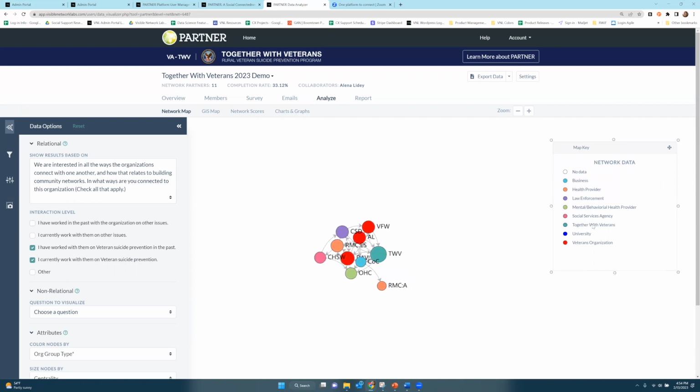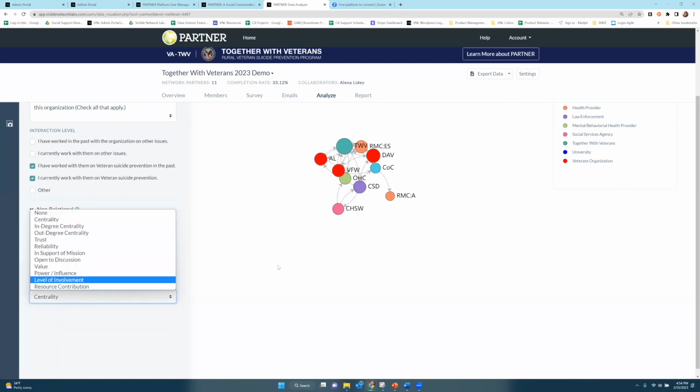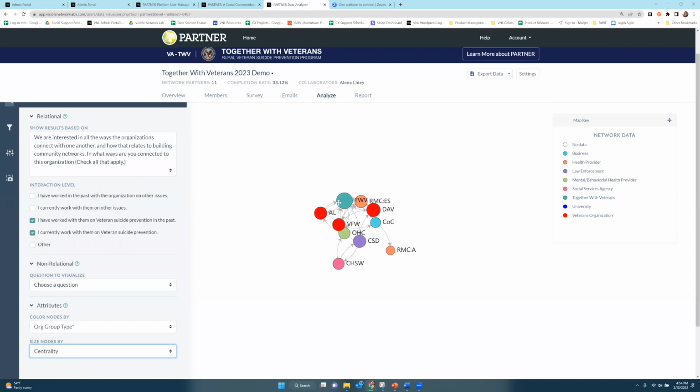And I can get an idea that if I take away the Together with Veterans node, I can see that there's a little less coordination of activities than if I added them back in. There's a lot of connectivity happening specifically to and from this organization. And so right now I'm also sizing the nodes by centrality. So what that's doing is, the larger the circle, the more connections that organization has to others in the network. So the smaller nodes have a little less connectivity to others, whereas this Together with Veterans node is quite larger because they're connected to, again, 90% of the network. So they do have that larger connectivity there.